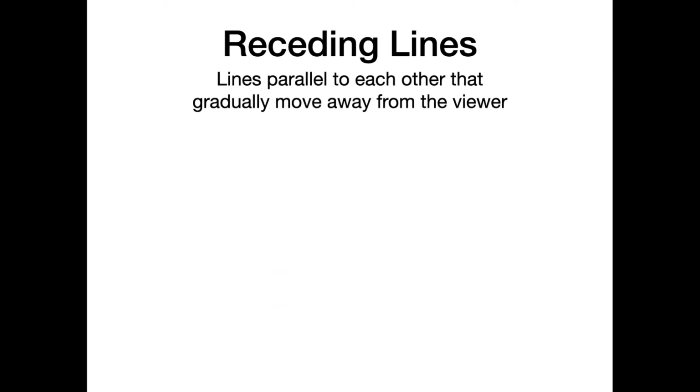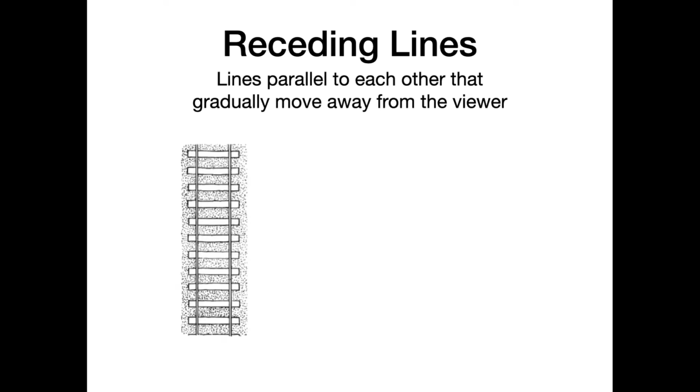Receding lines. They are lines parallel to each other that gradually move away from the viewer. The common example is train tracks. If you were to look from above at train tracks, you know that the metal tracks are always parallel to each other. It wouldn't work if they were all of a sudden closer to each other or farther away; the train would fall off the track.